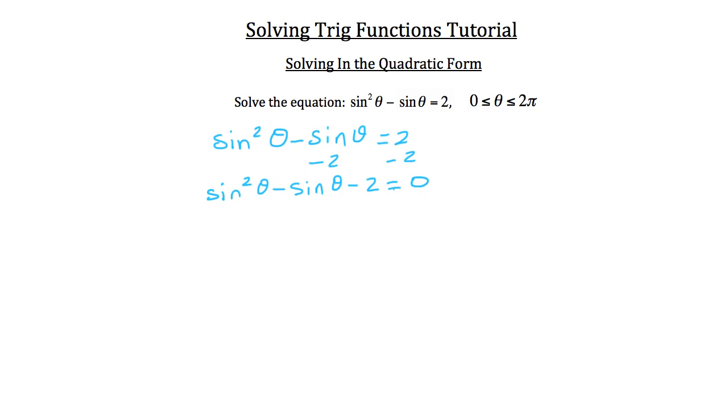Now it still may look a little confusing, but what if I were to take every sine theta here and just abbreviate it as x for the moment? So we have sine theta squared, so x squared, minus sine theta, x, because every sine theta we're turning into x, minus 2 equals 0. Well, this might look a little bit more familiar to you and a little bit easier to work with.